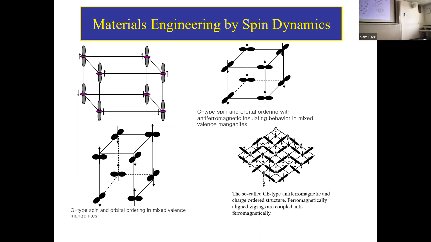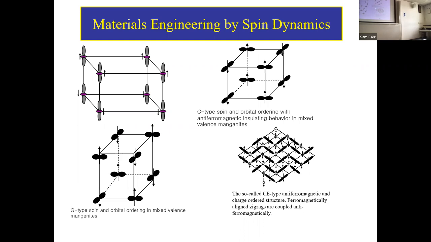And this is G-type. In G-type, all the neighboring spins will be anti-parallel with each other, both intraplane and interplane. And this is called charge exchange type.